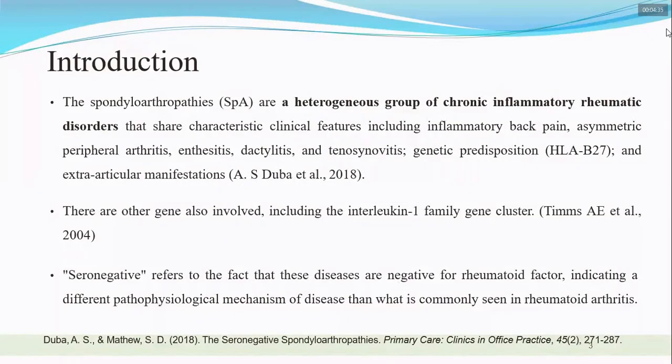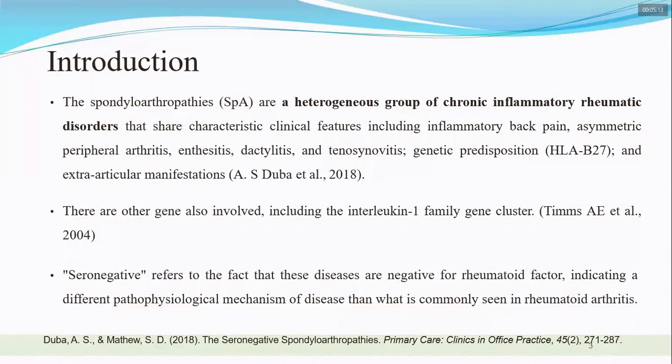Now coming to the introduction. Seronegative spondyloarthropathy is basically a group of chronic inflammatory rheumatic disorders, which has the clinical picture of inflammatory back pain, asymmetric peripheral arthritis, enthesitis, dactylitis, tenosynovitis, and a genetic predisposition of HLA-B27. If anybody asks you what is seronegative spondyloarthropathy and you can tell this, then the person will know that you know the basic topic.